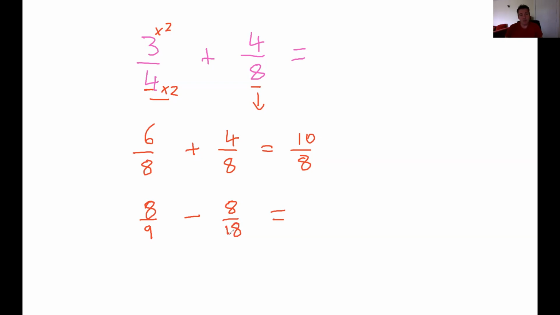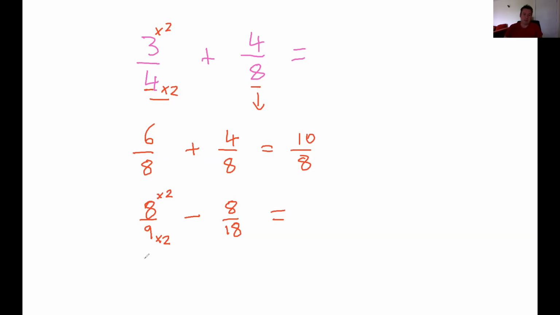I cannot subtract them in this format. I need to try and make the denominators the same. So if I times this one by 2, then it will be 18, same as the other one. But I can't do that without also timesing the numerator by the same amount. Whatever I do to the bottom, I have to do to the top. Whatever I do to the top, I have to do to the bottom. Otherwise, they're not equivalent fractions anymore, and I'm just making up numbers, so we can't do that.